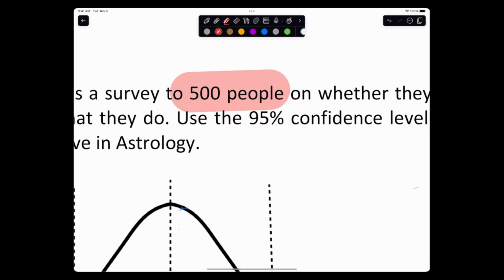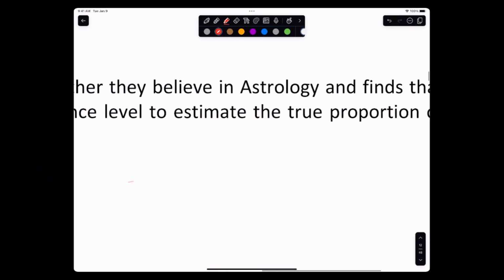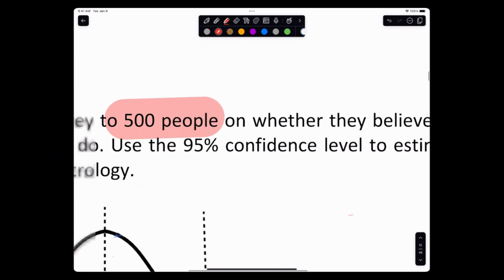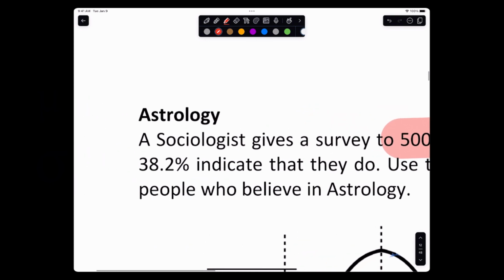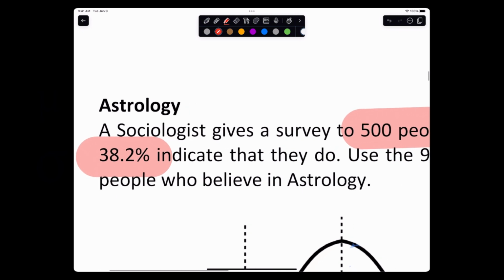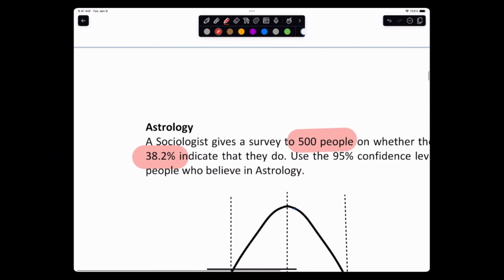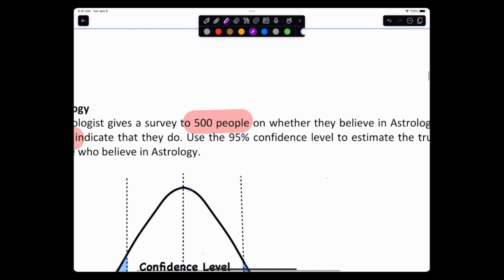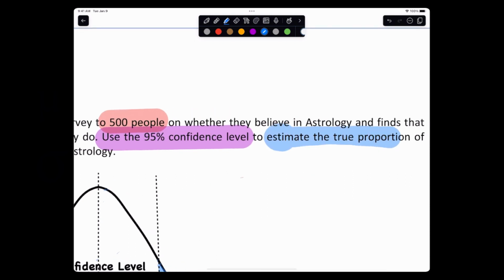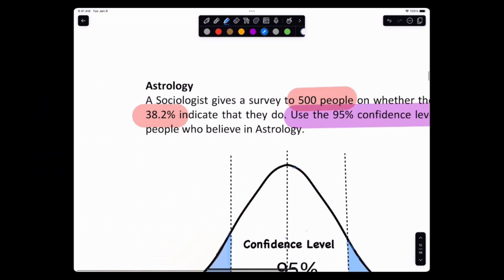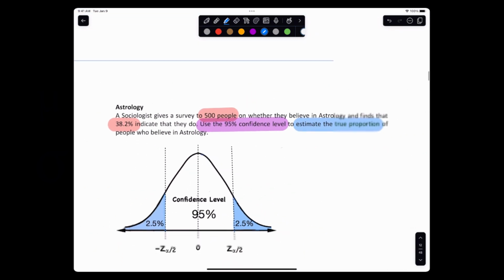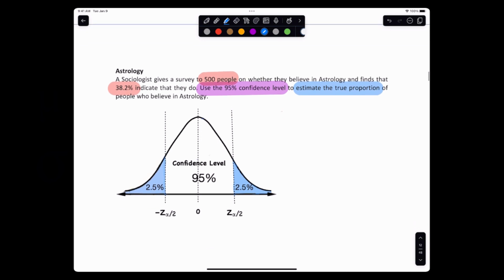A survey of 500 people on whether they believe in astrology finds that 38.2% indicate they do. Use the 95% confidence level to estimate the true proportion of people who believe in astrology. Sounds like a lot of you guys do. Okay, that's perfectly fine.